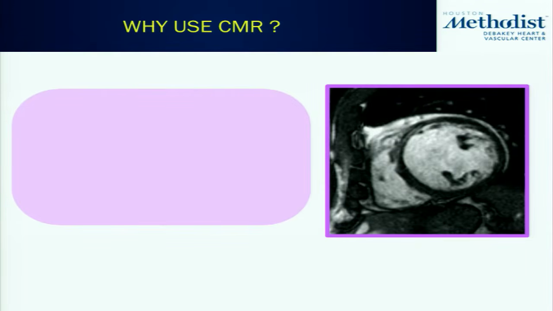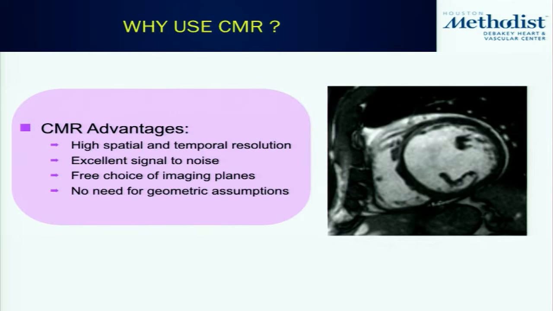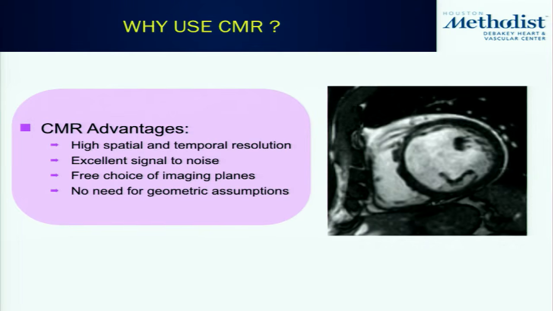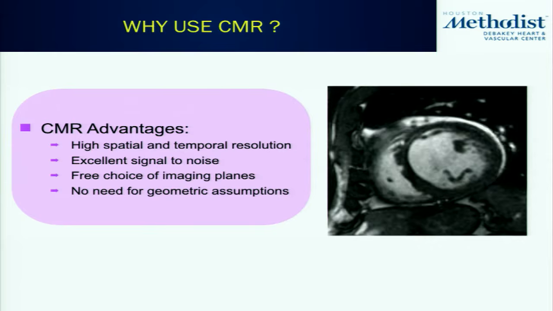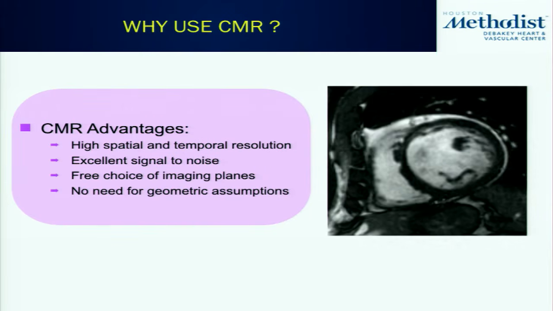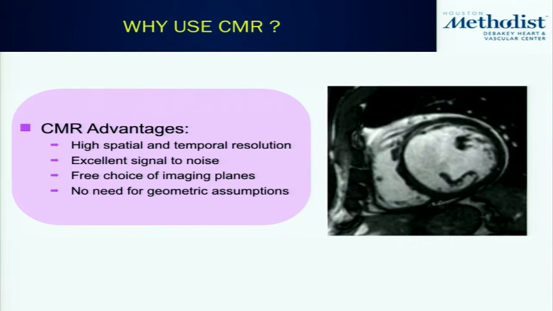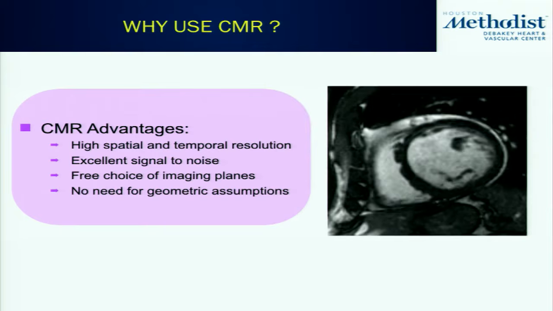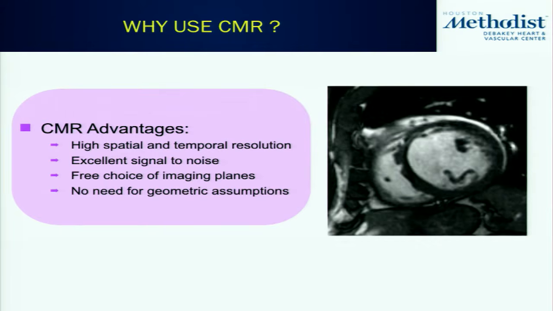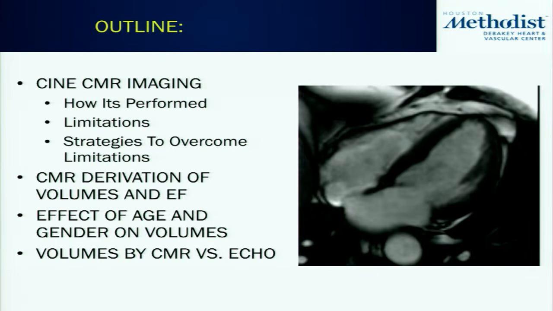And so as a result, there oftentimes can be a role for CMR for assessment of chamber size as well as LV function because of the high spatial and temporal resolution offered by CMR, excellent signal to noise, free choice of imaging planes, and then most importantly, I think, is the lack of need for geometric assumptions in doing our computations. So what am I going to try to do here over the next probably 40 minutes or so?